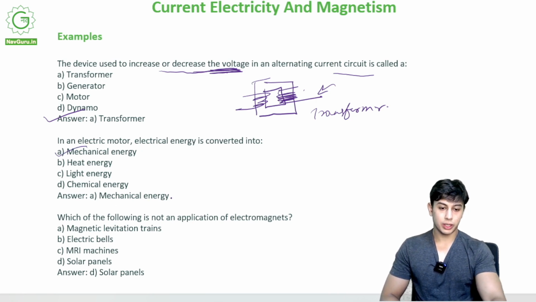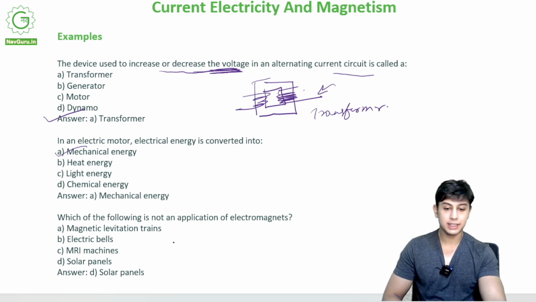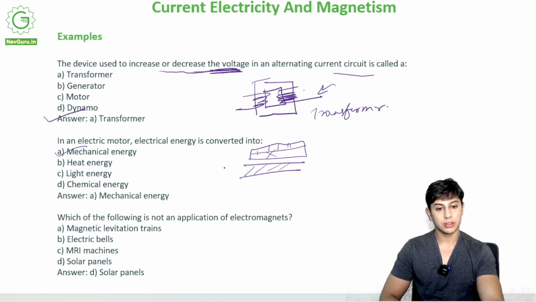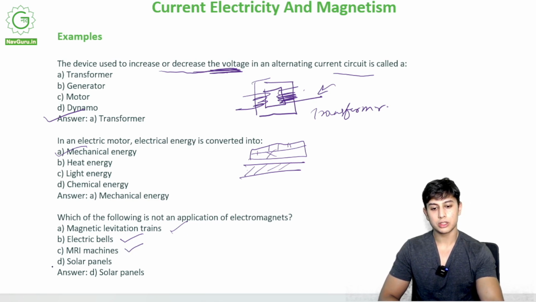Which of the following is not an application of electromagnets? Magnetic levitation trains. Now see, have you seen a bullet train? That is a magnetic levitation train. It does not touch the track, okay? No, it slides or glides over it, okay. This glides over it. Since it is gliding, it is magnetic levitation. Electric bells, they use electromagnets. MRI machine they use. Solar panels they don't use. Okay, no magnets.